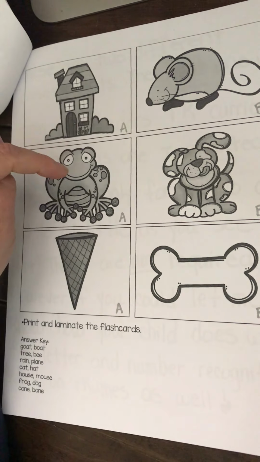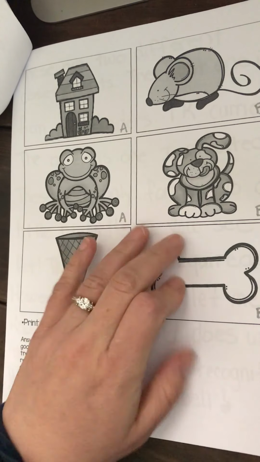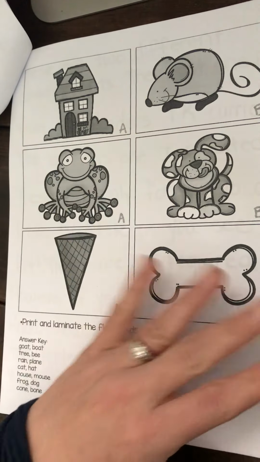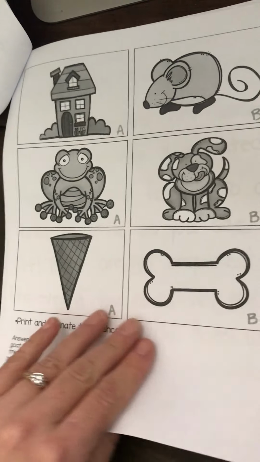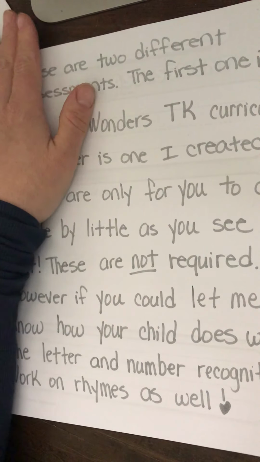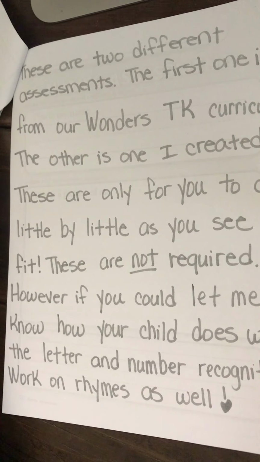House, mouse, frog, dog, cone, bone. All right? And remember, if they get frustrated or they're over it, don't push it. No pressure. Okay. That was just like an extra thing for you to do that's kind of fun.